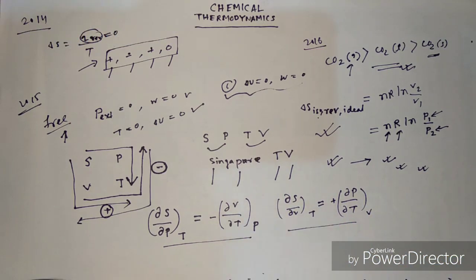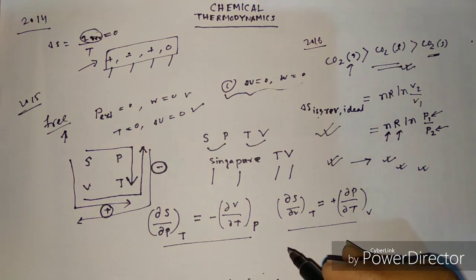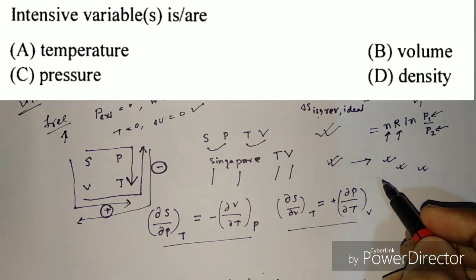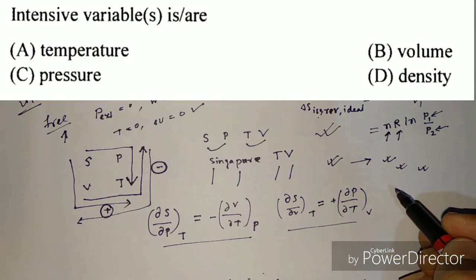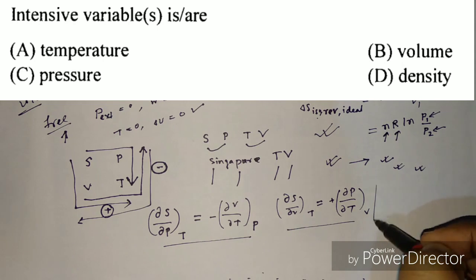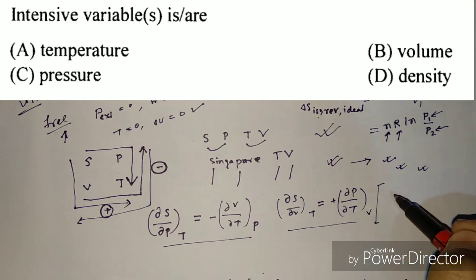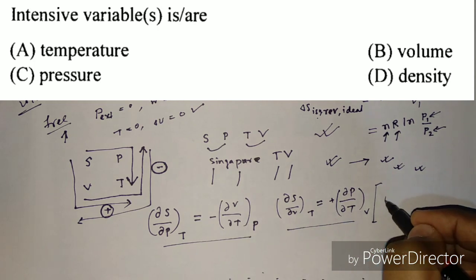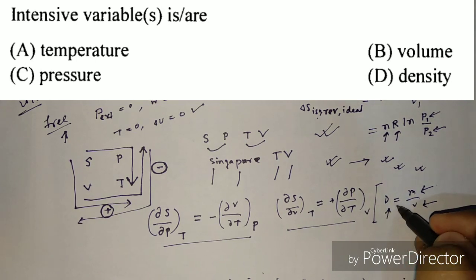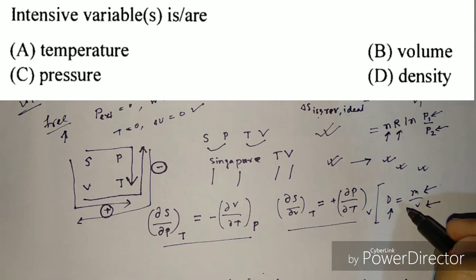Okay, the next question was from JAM 2017, and the first question was: intensive variables are temperature, volume, pressure, density. So it is an MSQ question. The correct options are temperature, pressure, and density. And why is that? Intensive variables means variables that are not dependent on mass. Temperature is not dependent, density is not dependent, because you know that density equals mass by volume, and mass is an extensive property and volume is an extensive property, and the ratio of two extensive properties is intensive. So density is intensive, right?